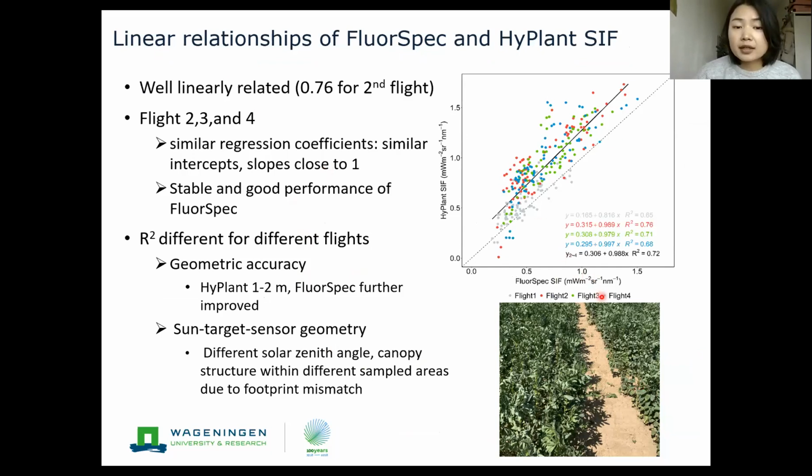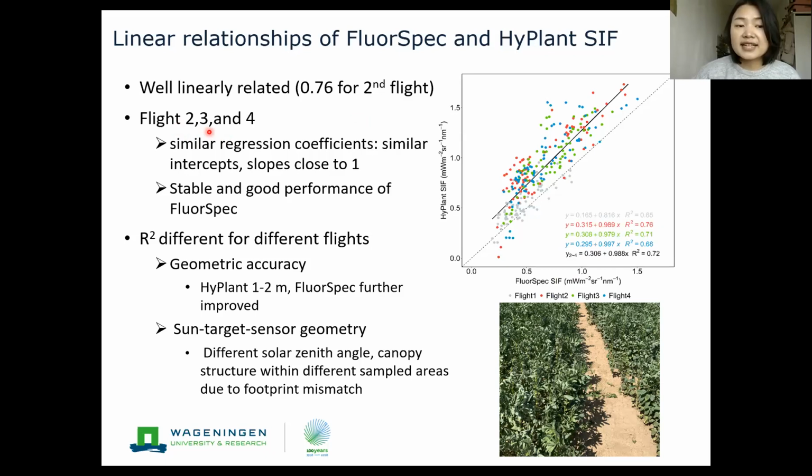From this figure, we can say that for both systems, HyPlant SIF and FluorSpec SIF were well linearly related for all flights. Especially for the second flight, the R squared was up to 0.776.